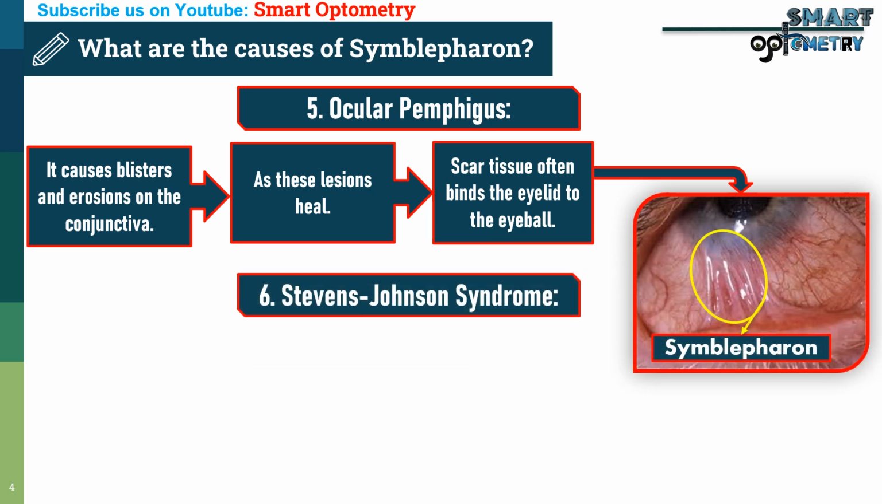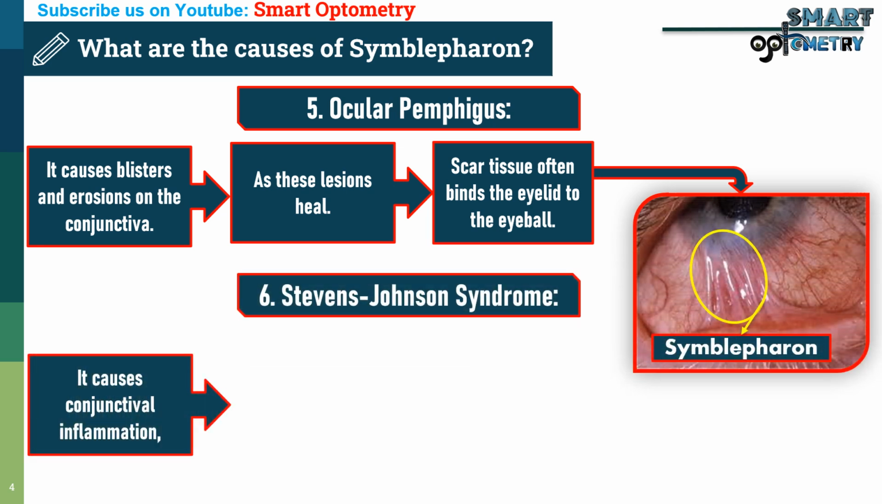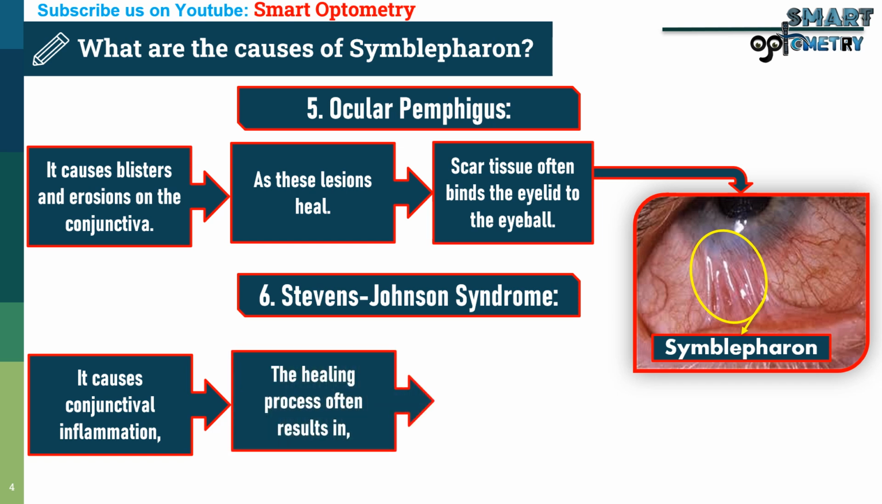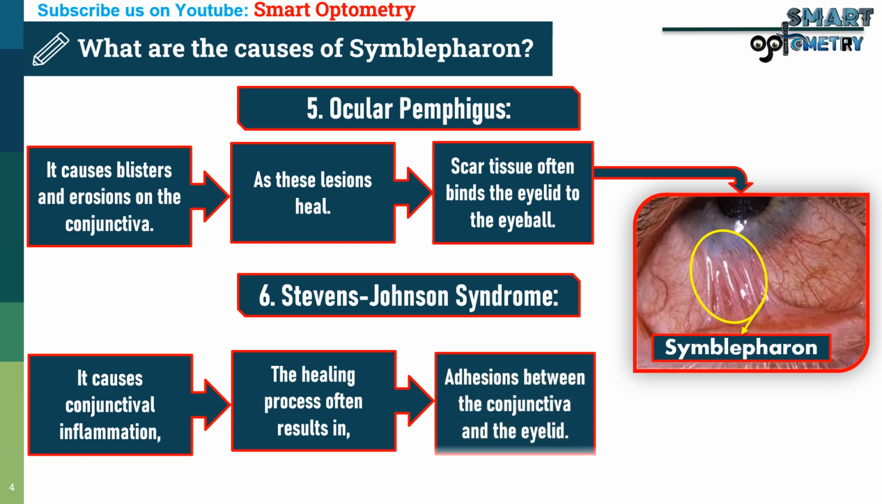6. Stevens-Johnson syndrome. It causes widespread conjunctival inflammation, blistering, and raw surfaces. The healing process often results in adhesions between the conjunctiva and the eyelid.